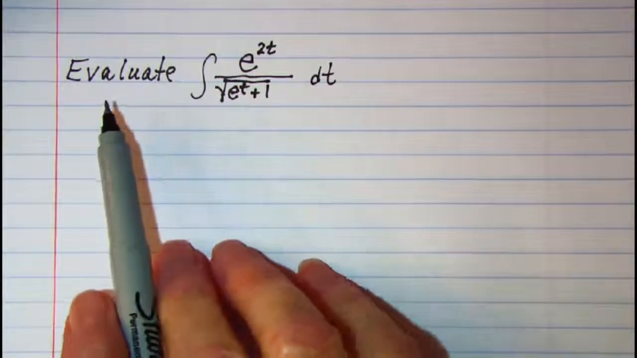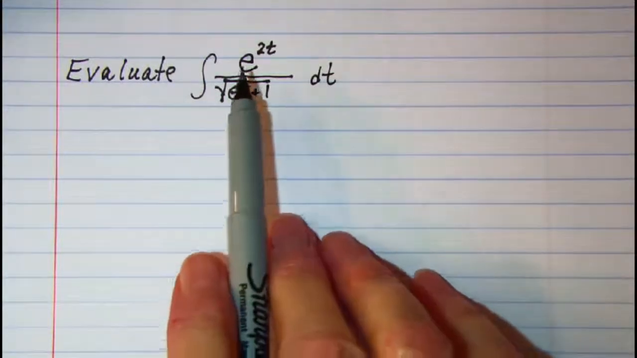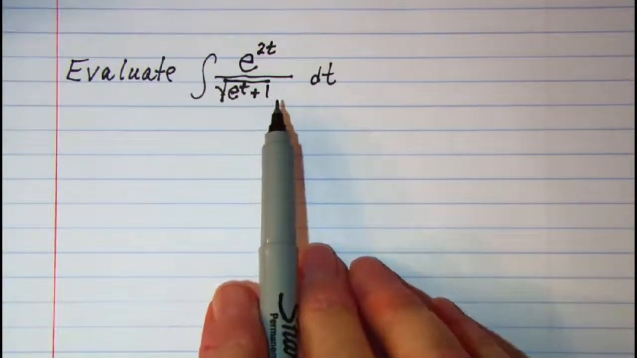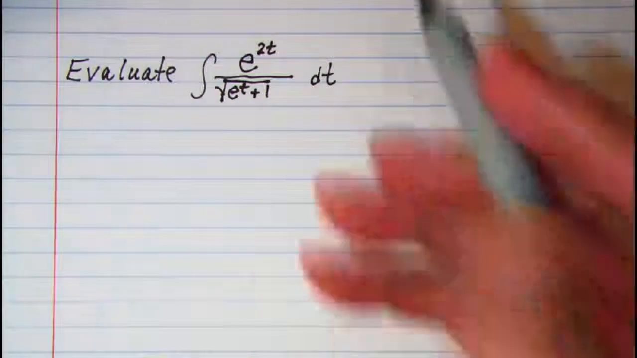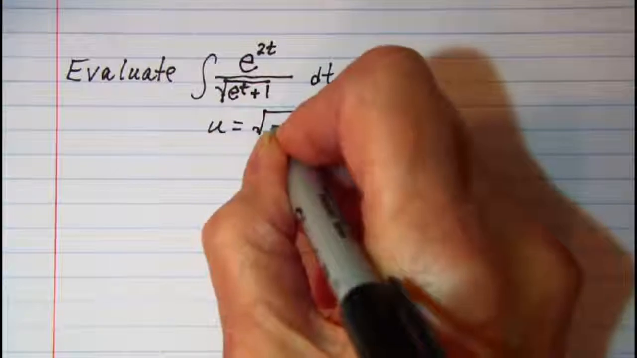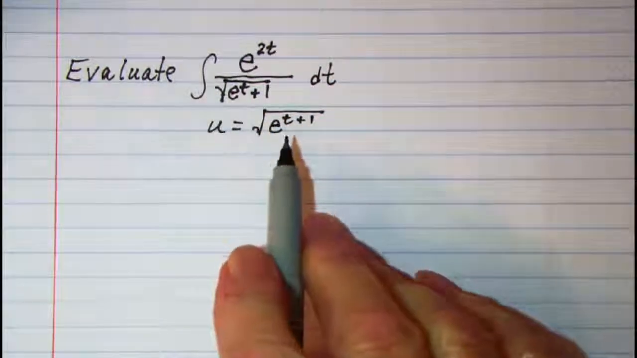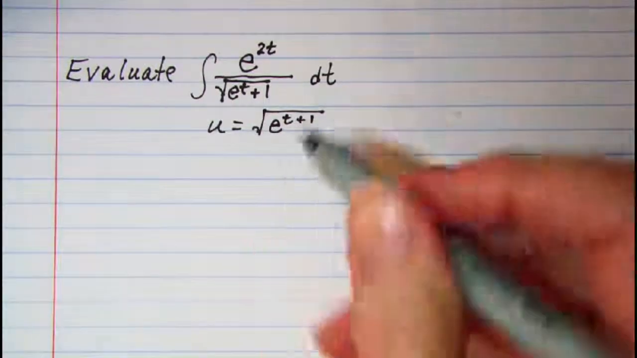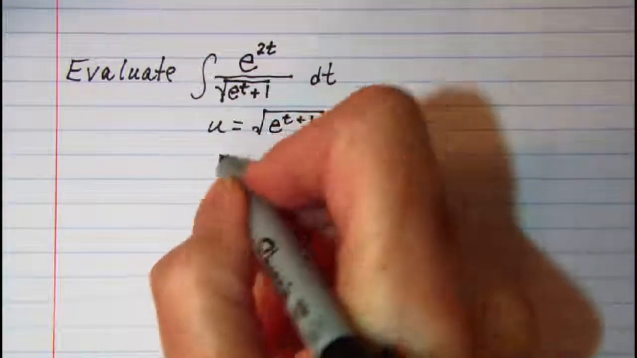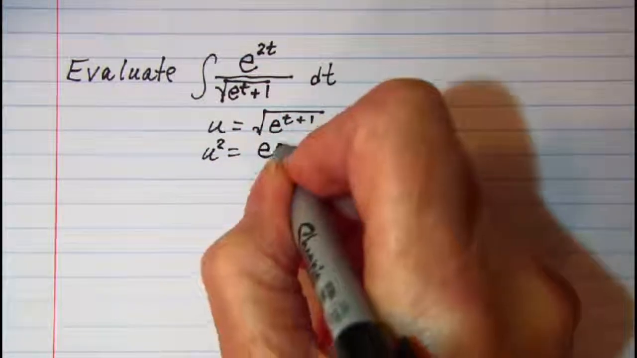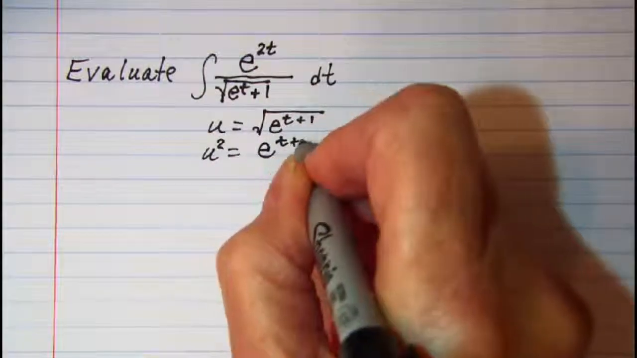Let's do another one. In this example, we're asked to evaluate the integral of e to the 2t divided by the square root of e to the t plus 1 dt. So let's let u equal the square root of e to the t plus 1. Now to differentiate this, I'm going to square both sides just to make my work a little easier. So then I have u squared is equal to e to the t plus 1.